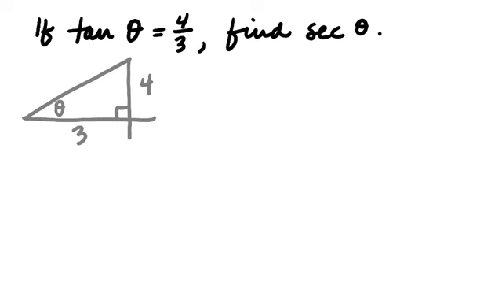Now if I want secant, I'm going to need to start with cosine. But to get cosine, I'm going to need the adjacent and the hypotenuse. So I need to find the hypotenuse. So use the Pythagorean theorem. And maybe you know what goes with a 3 and a 4, but 3 squared plus 4 squared equals c squared.